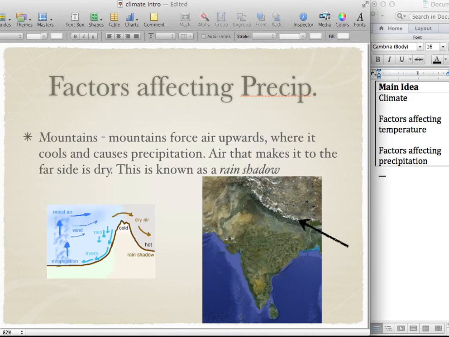And our last factor that's going to affect precipitation is mountains. All right? Mountains will force air upwards where it's going to cool and cause precipitation. Right? And again, India, there's a big example of this. Right? You've got the Himalayas, right here. You can see the white snow caps in the mountains. When that monsoon air comes in and gets forced up by the Himalayas, all that water condenses and falls as rain.